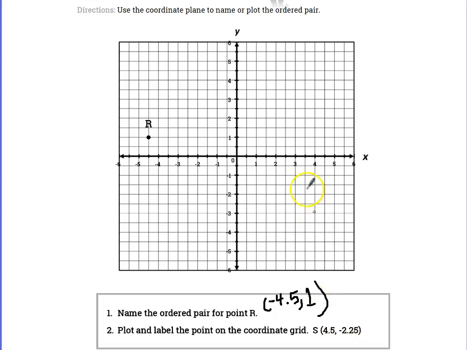Okay, so I'm looking at my indicators, and here's 4, here's a halfway mark, here's 5, and I want 4 5/10, or 4 1/2, and that would be right here for x. Now I need to find negative 2 25/100. Where would I find that? I know that this is negative 2, this is negative 2 1/2, this is negative 3. Where would I find 25/100?